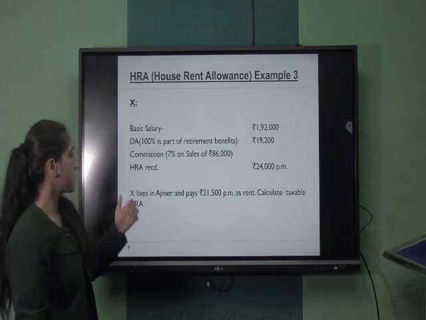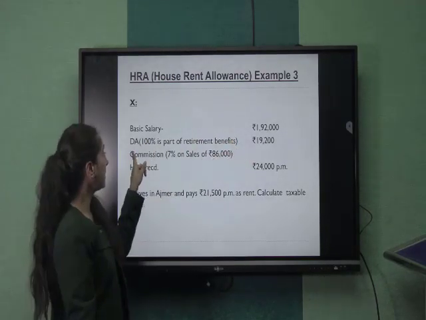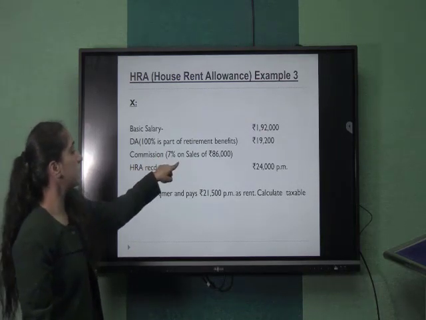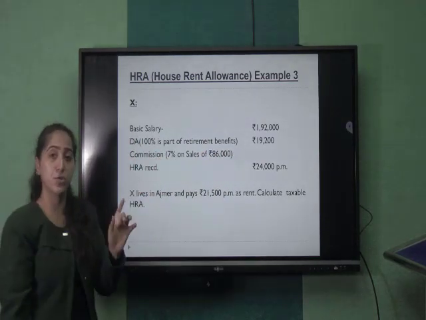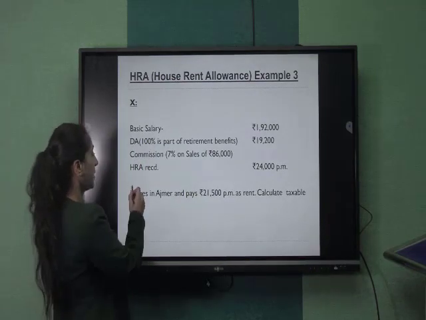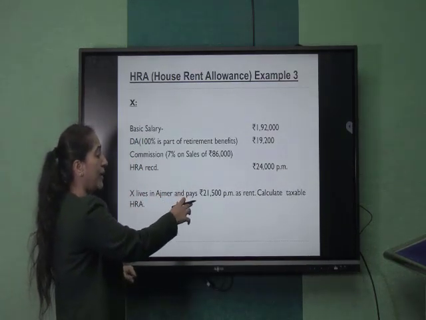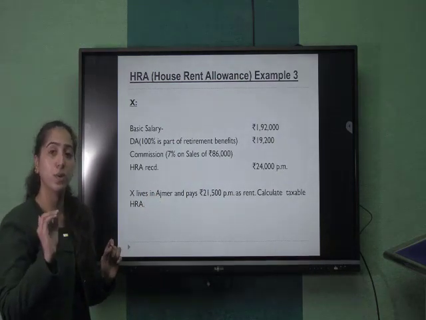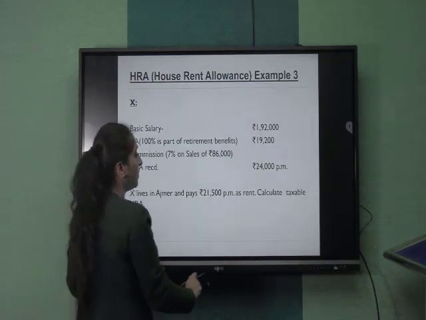Let us move on to the next question, next example. Here we are given basic salary of 1,92,000, DA which is 19,200, but 100% is a part of retirement benefit. So we are going to consider the whole amount of DA. Commission 7% on sales of 86,000. Here we are not given any amount, so we'll calculate 7% of 86,000 as your commission, and this will be considered in the salary while finding out the exemption amount of HRA. Actual HRA received is 24,000 per month in this question. X lives in Ajmer and pays 21,500 per month as rent. So he's living in a non-metropolitan city, given in the question. So we are just going to consider 40% of the salary. 50% is for the metropolitan city, 40% of the salary is for non-metropolitan city.